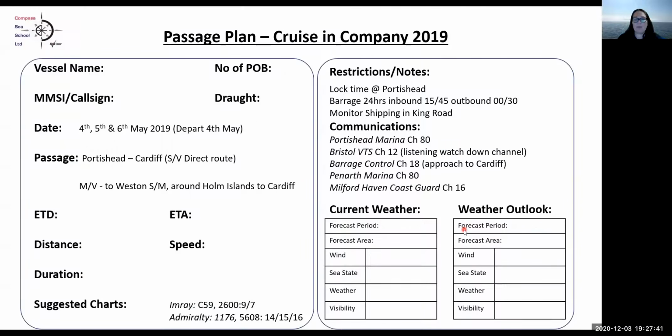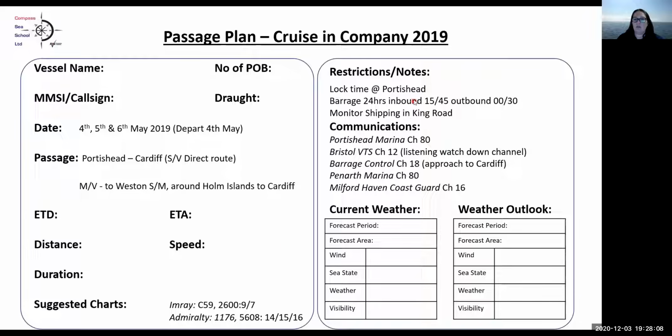Once I've got my passage plan together, how do I put it? Well, this is an example that we did a couple of years ago when I took a cruising company. It was only from here to Cardiff, but for some, that was the first time they'd really been on that particular trip. And what you'll see is I put together the idea that they can put their vessels in, the number of persons on board, the date, the passage, their ETD, so the time of departure, the ETA, the distance, the speed, and what the suggested charts were going to be.